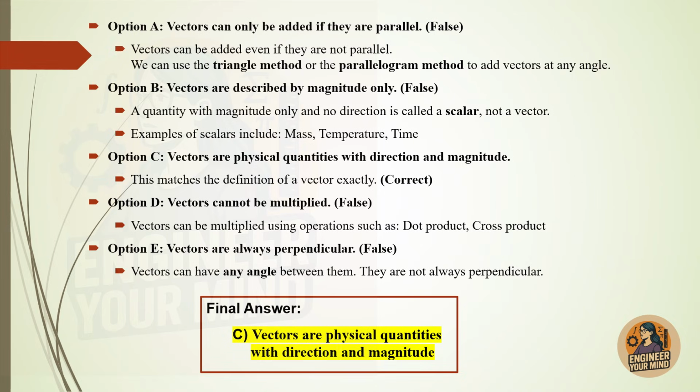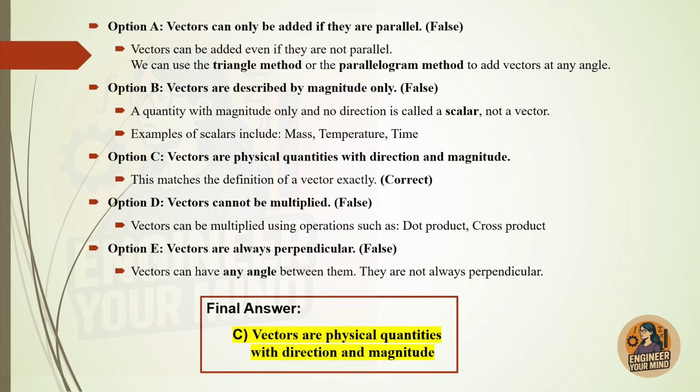Option C, vectors are physical quantities with direction and magnitude. This matches the definition of a vector exactly. So this statement is correct. Option D, vectors cannot be multiplied. This is incorrect. Vectors can be multiplied using operations like dot product and cross product. So this statement is false. Option E, vectors are always perpendicular. This is incorrect. Vectors can have any angle between them. They are not always perpendicular. So this statement is false.